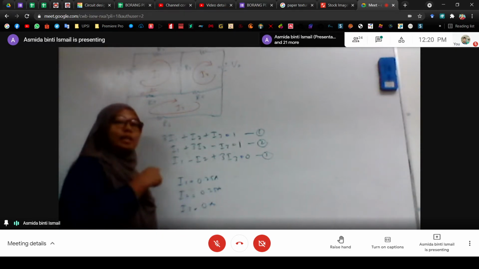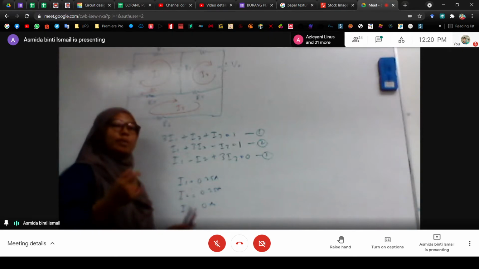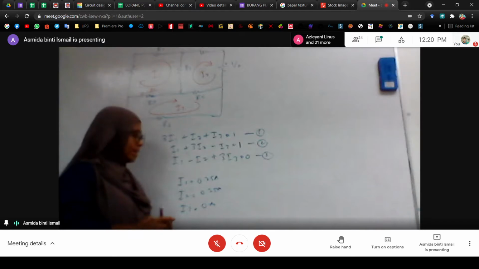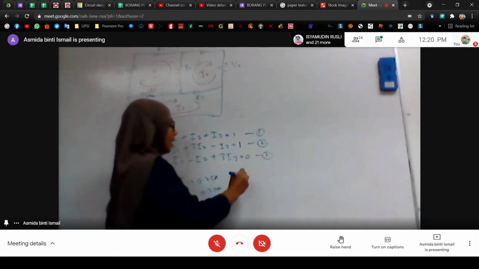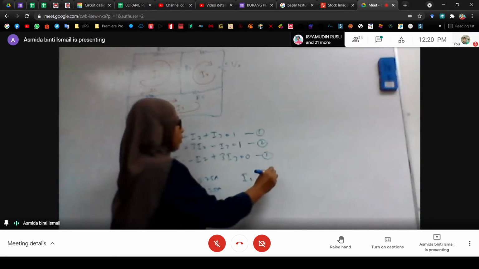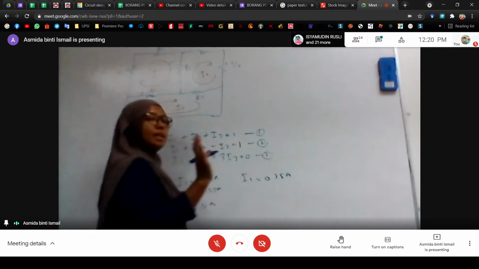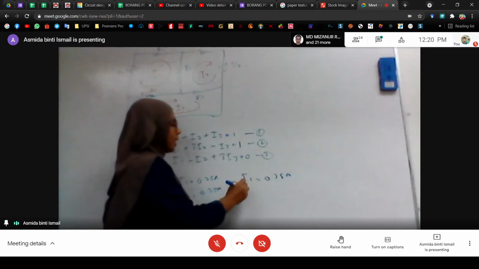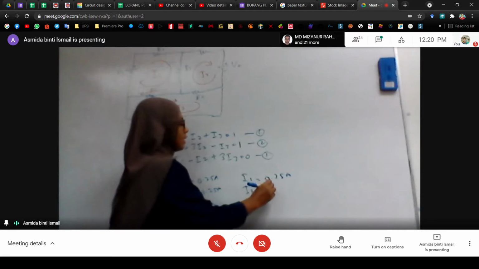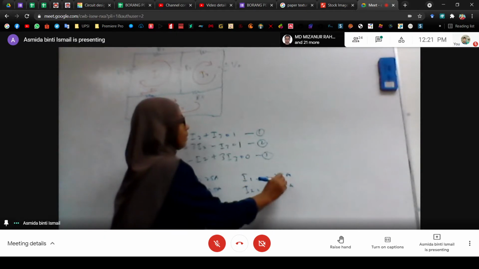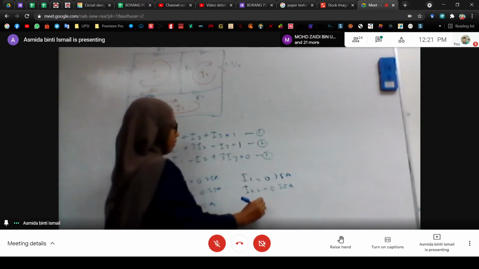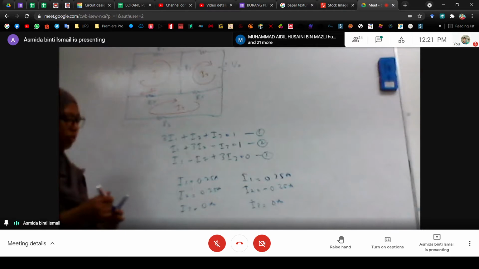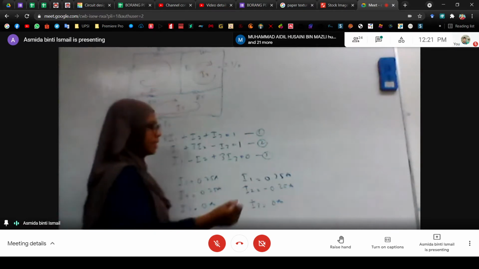Dan yang ni saya tak tunjuk tau. You try by yourself. But you will get the answer for I1. I1 is equal to 0.25, same with the previous. Okay, but you will get I2 is equal to minus 0.2, and I3 because it's 0, so it's 0. Okay, so you will get the answer for I2 is the negative.